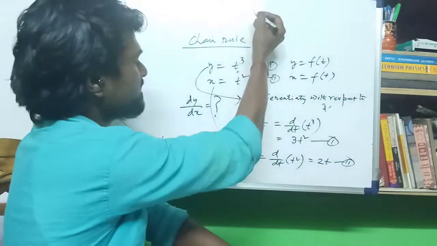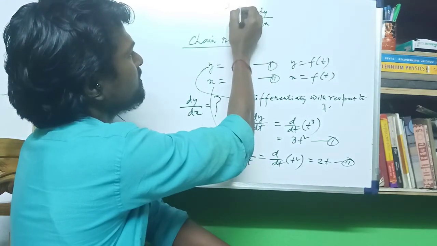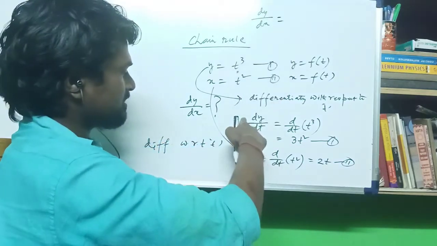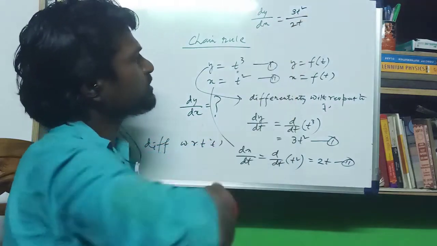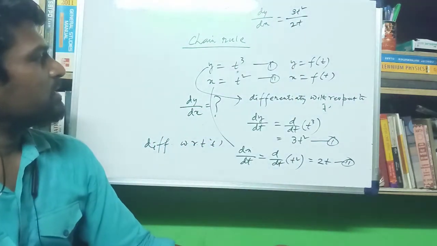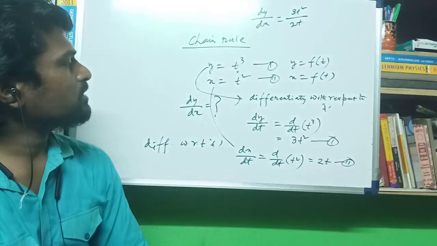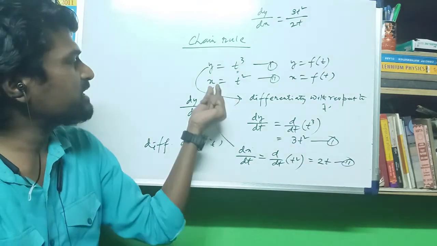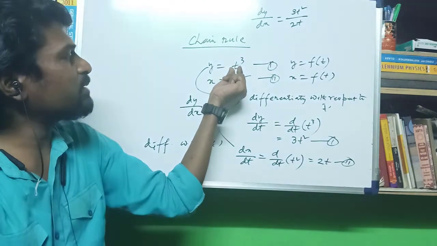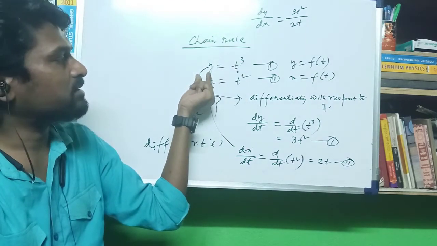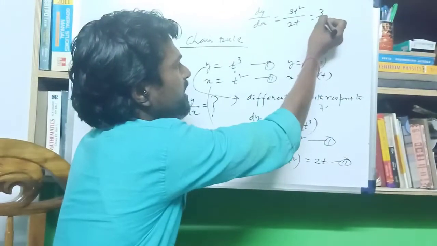So if we divide 1 by 2, then dy by dx equals 3t square by 2t. Or we can substitute the value of t in that particular position, then take derivatives, and this is also possible. And this one is 3t by 2.